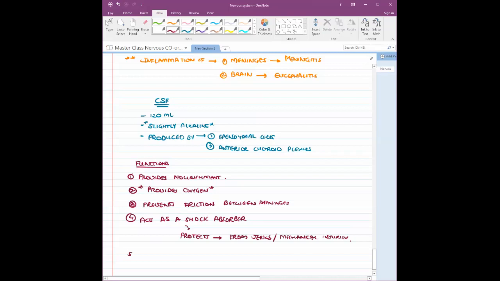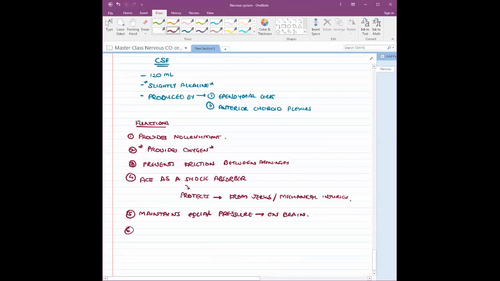Okay, fine. Next thing, guys, this is the one which also maintains equal pressure on the brain so that the development is proper. Otherwise, what would happen? One part would increase more in size, the other part would be a little less in size. That would be a little troublesome. So it maintains equal pressure on the brain. And next, this also removes nitrogenous waste. And finally, this also helps in regulating temperature, because it is continuously moving up and down, up and down. So it regulates the temperature of the brain and the spinal cord.